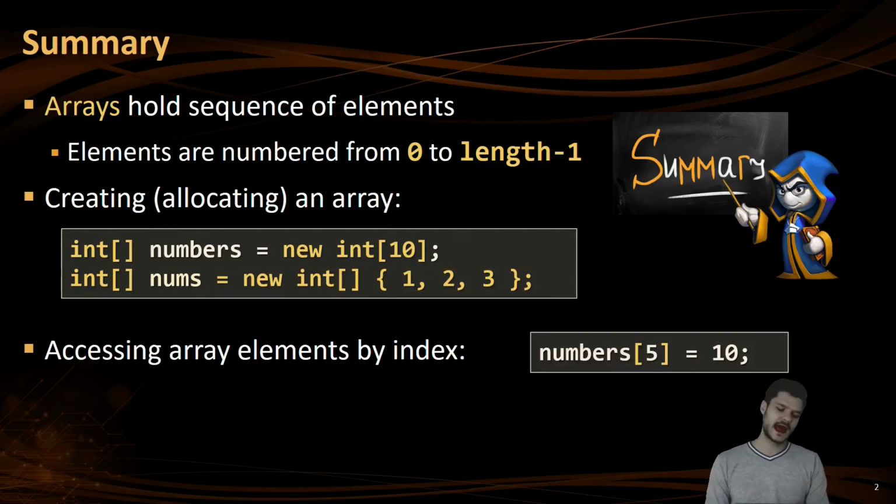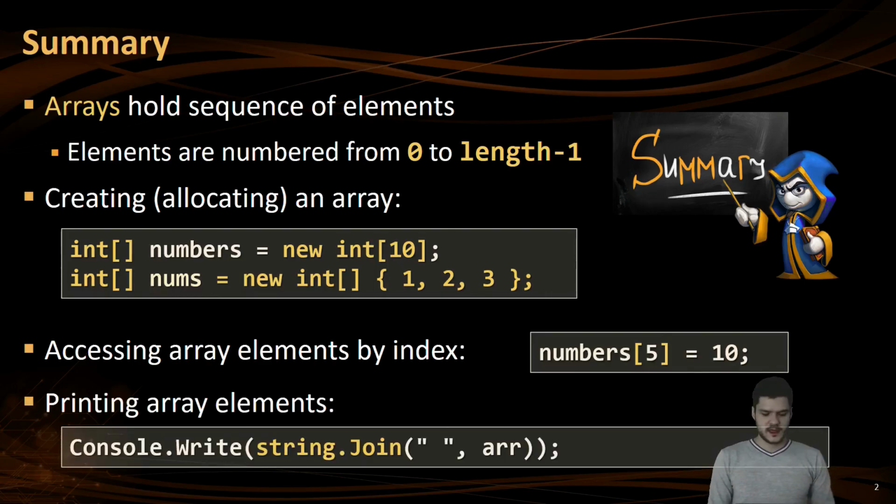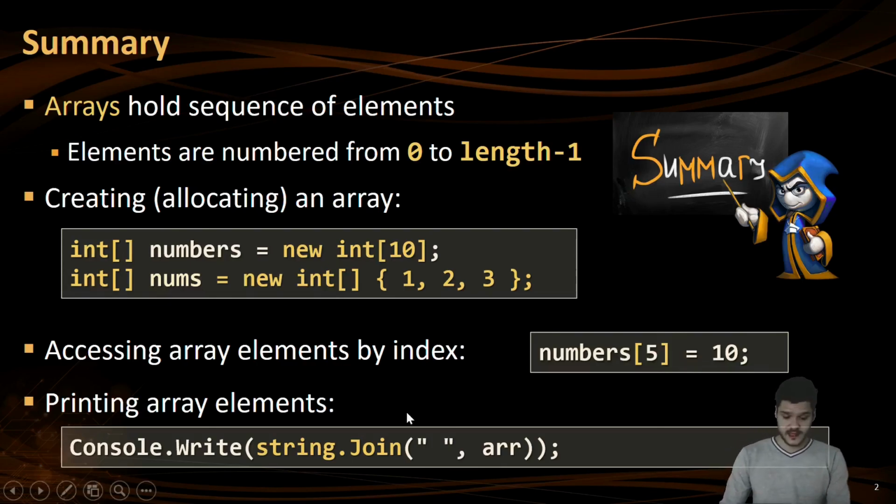So how do we access elements in the array? We access them by the so-called index. We begin from 0 to the length - 1. And how do we print? This is actually the best way to print, with string.Join. Then we have two input parameters that we have to consider. The first input parameter is the delimiter. The second input parameter is the array.